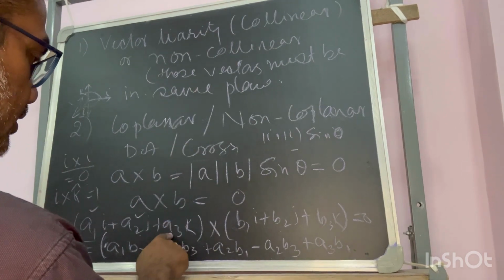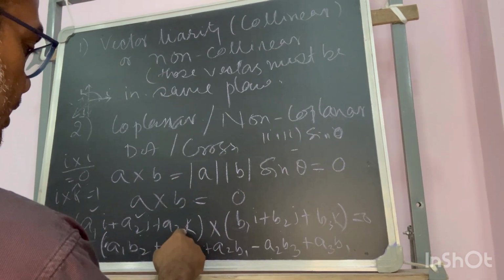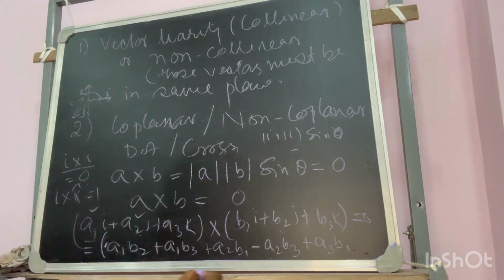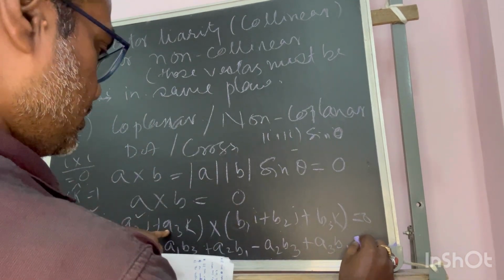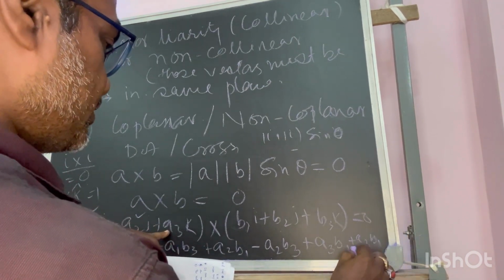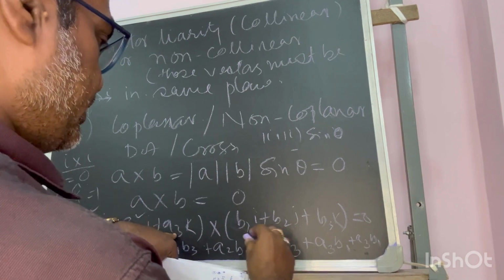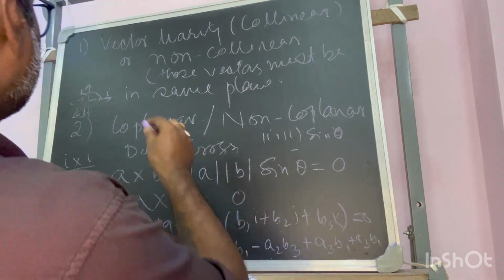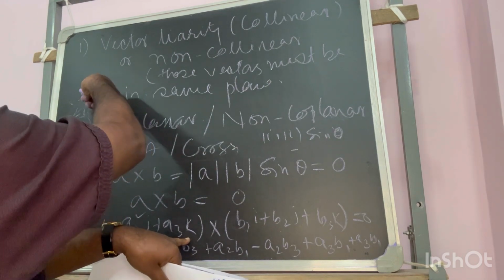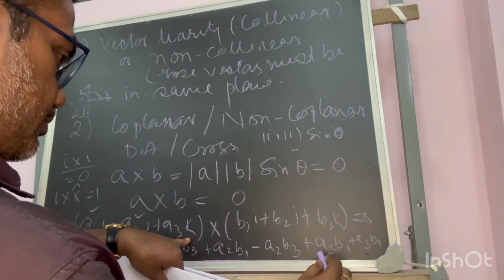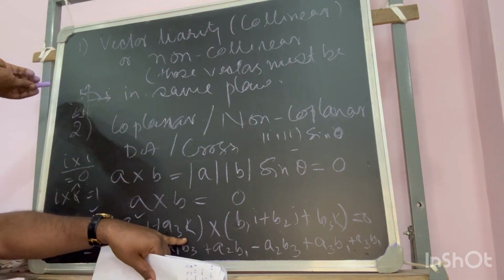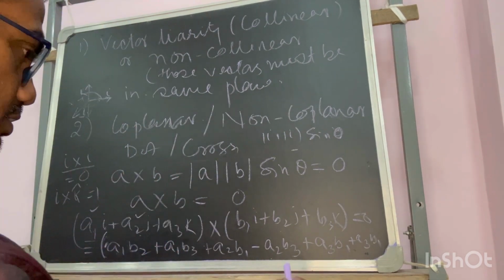Then the last one, A3, I to K. I to K is positive, so that means A3 B1 will be positive. And last, K to J. K to J means I am rotating this way, and it will go to that side.